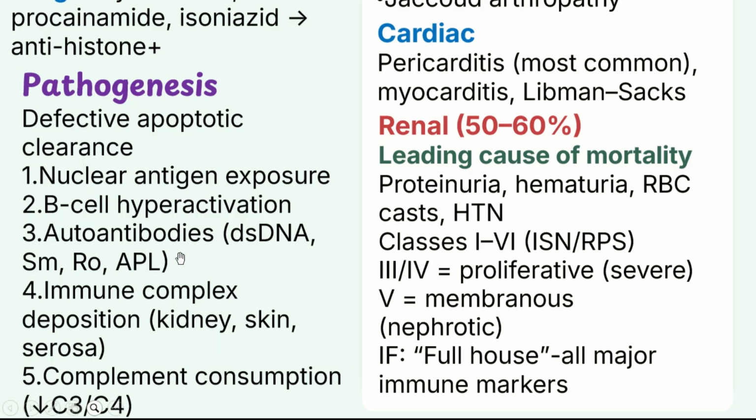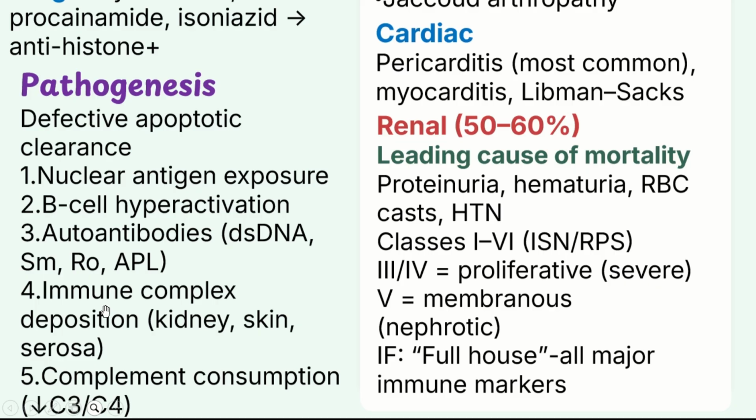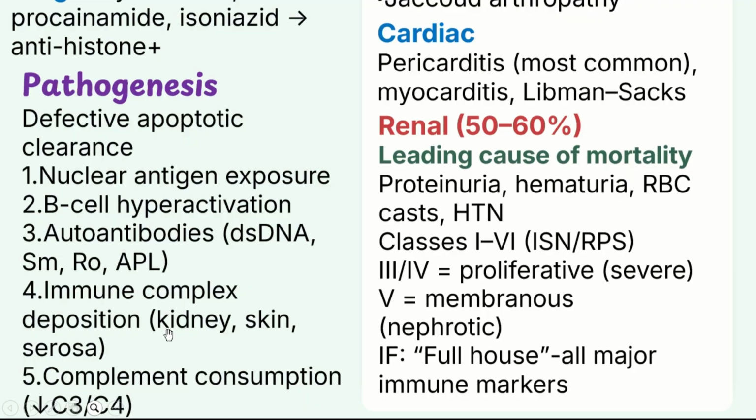When we look at the immune complex, after we have produced the antibodies, they're going to go and attach to the antigens, and you have immune complexes forming within the blood. But these immune complexes are going to now circulate and will be deposited in different organs. The kidney is one of those organs, and the skin, as well as serosa. Then because of this activation of these antibody-antigen complexes, we shall have consumption of complement proteins. So the complement proteins are going to go down, that is C3 and C4.